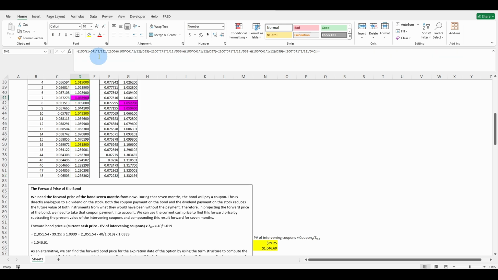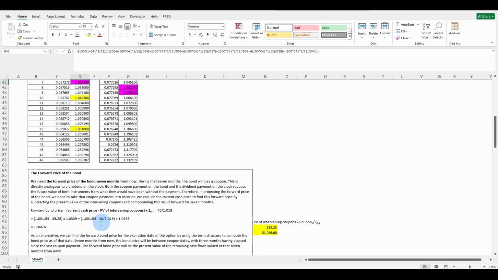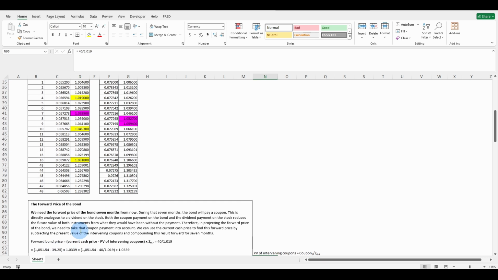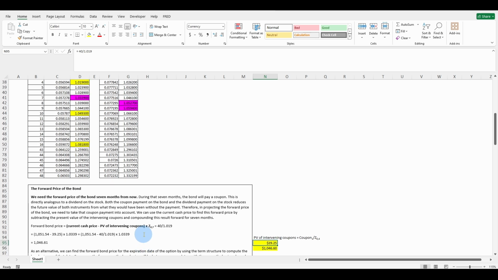So that's what we did here. Notice here, we have this, and then we're going to look at this compounding. Forward price equals current cash price minus present value of intervening coupons, times the zero. We have 40 divided by 1.019 right here. And discount it here. 1.051 minus 39.25 right here times 1.0339. Here's our forward. Here's our price. Here's our zero. Times 1.0339 minus 40 divided by 1.019 equals 1046.